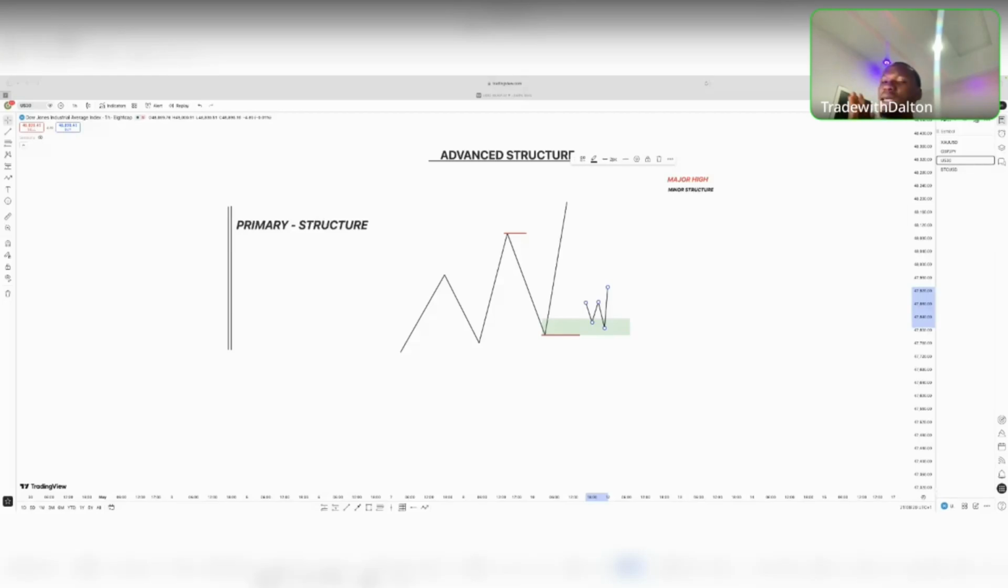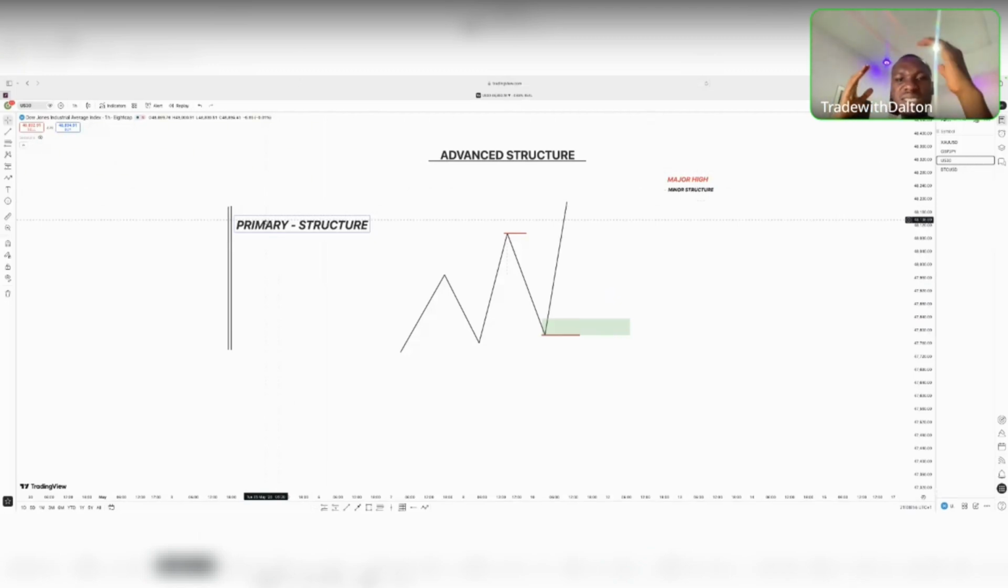We are going to talk about primary and secondary structure, and we are going to start with the primary structure. Remember, in our previous class, we discussed what a major structure and a minor structure is. In other words, it's also called external and internal structure, with the external structure being the overall low and the overall high, while the internal structure is the smaller price movements inside the overall low and overall high.